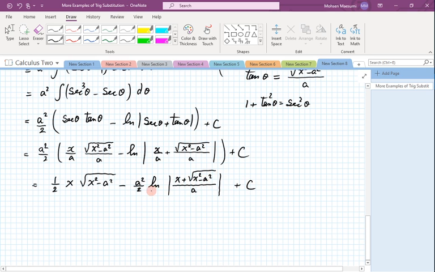Okay, so logarithm of a ratio, we have seen this before: a logarithm of numerator minus logarithm of denominator. Logarithm of denominator is a constant, we can absorb it in this constant, so we can clean it up and write it as 1/2 of x radical x squared minus a squared, and then I have a squared over 2 logarithm of, just going to be the numerator.